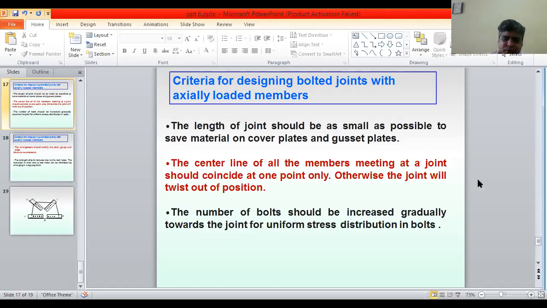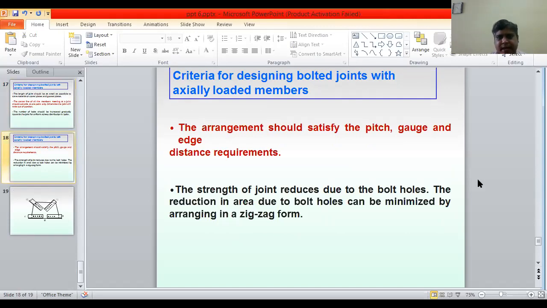Now, again, criteria for designing bolted joints with axially loaded members. First, the arrangement should satisfy the pitch, gauge, and edge distance requirements. We have already discussed pitch, gauge, and edge distance in the previous lecture. Now, the strength of the joint is reduced due to the bolt holes. The reduction in area due to bolt holes can be minimized by arranging the bolts in a zigzag form.